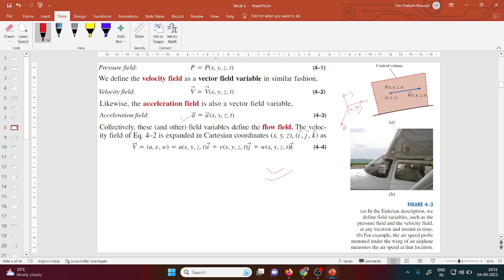So the velocity field is expanded in the Cartesian coordinate. Let's say this is the x direction, and y direction, and this is the z direction, and the unit vector in this direction is i, this direction is j, and this direction is k.